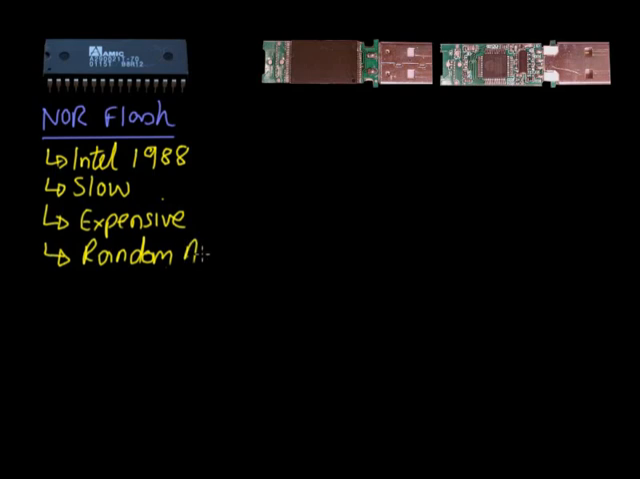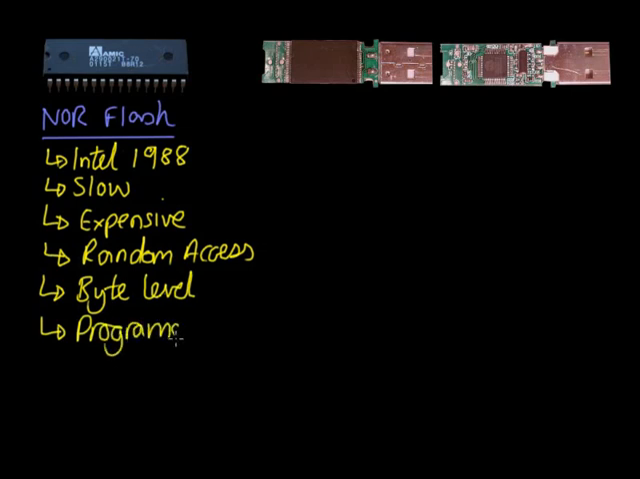Random access. So in other words, every memory location inside the flash can be accessed independently and at random. And most importantly, it can be accessed at the byte level. So what that means is literally every single byte of storage can be accessed on its own. This means that programs can be executed directly from the memory.